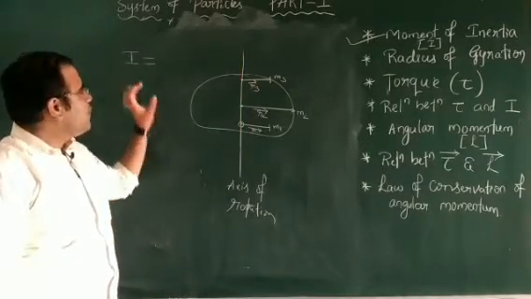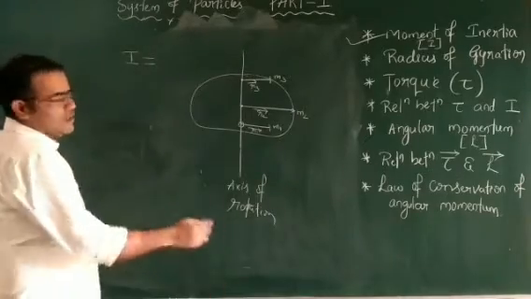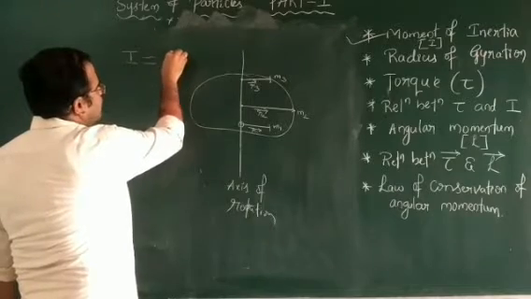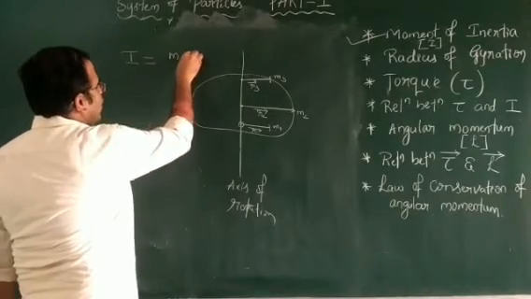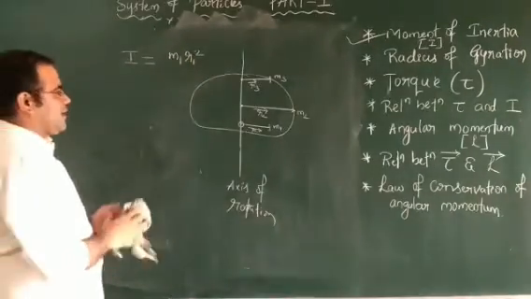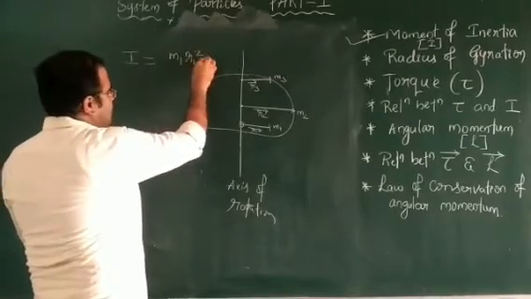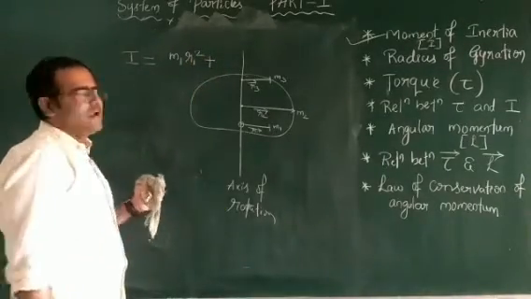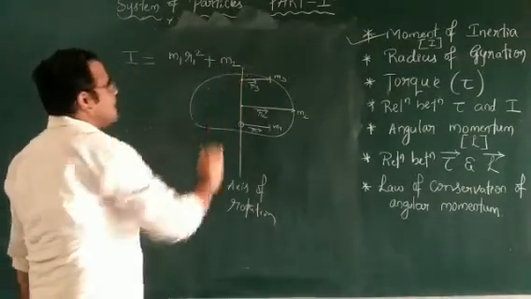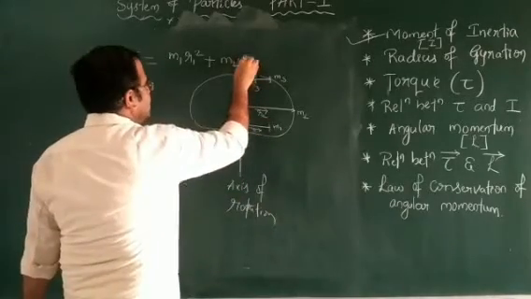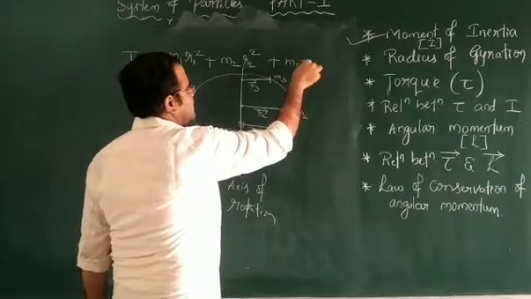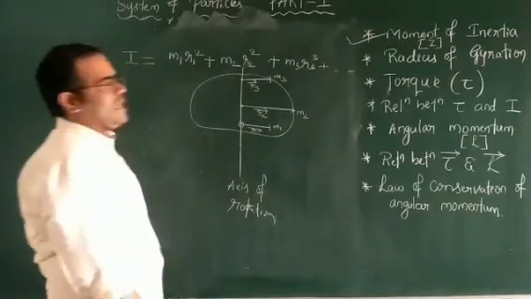So that's the reason when we define a moment of inertia, it is nothing but the sum of the product of masses and the radius vector. So the sum of the product of the mass of the particles and the square of the radius vector. So we are going to observe m1 r1 square plus m2 r2 square plus m3 r3 square, like this for n number of particles.